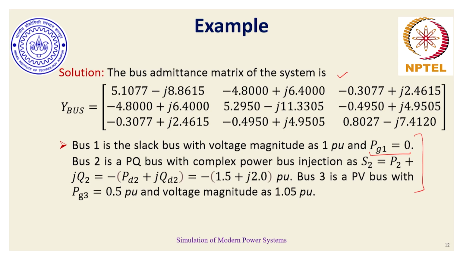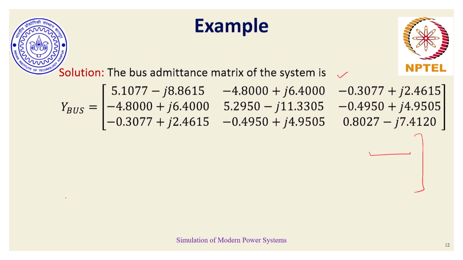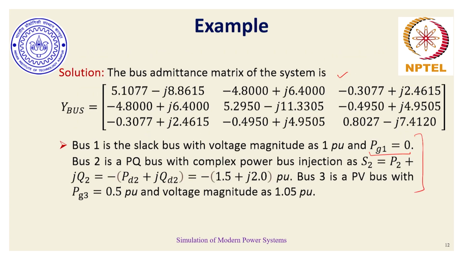If PG1 is 0, as nothing is mentioned here, I should also remember that since I am talking about participation factored power flow, PG1 actual would be PG1 plus beta 1 into rho, and PG3 actual would be PG3 plus beta 3 into rho. Beta 2 is 0 because bus 2 is a PQ bus, and this PG3 is nothing but 0.5. Since nothing is given about PG1, I have chosen PG1 to be 0.